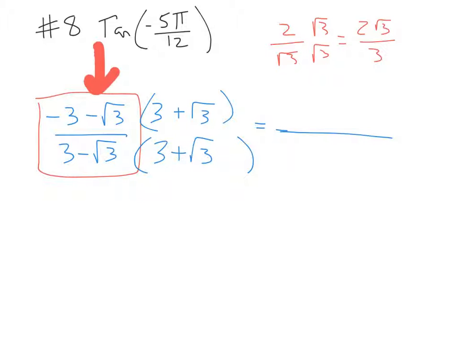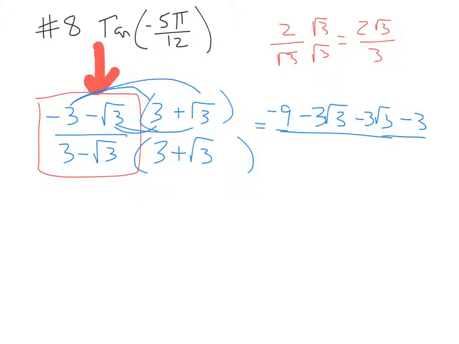The first term meets the first term and becomes negative 9. Outside terms meet and become negative 3 square roots of 3. Inside terms meet and become negative 3 square roots of 3. Lasts become negative 3, because a square root of 3 times a square root of 3 makes square root of 9, which is just 3.